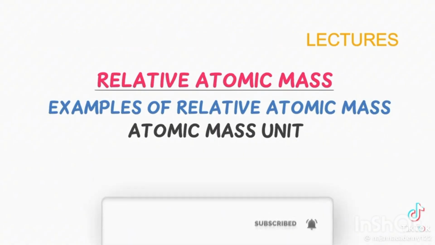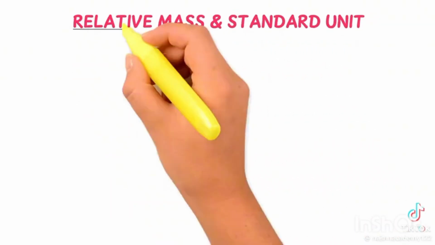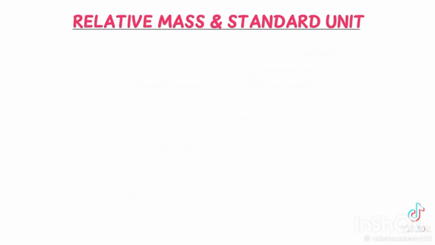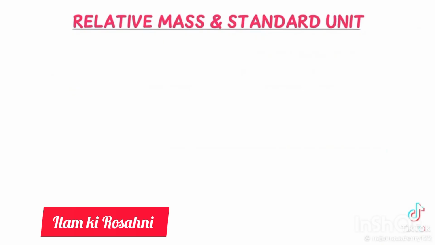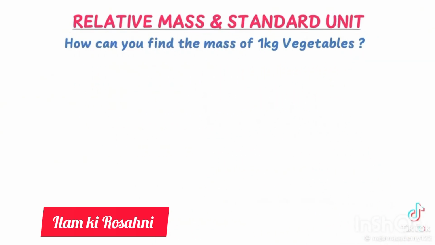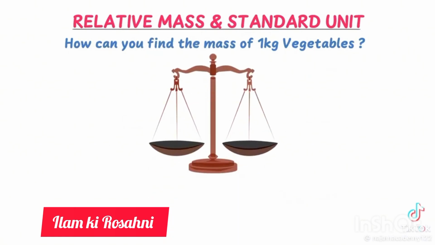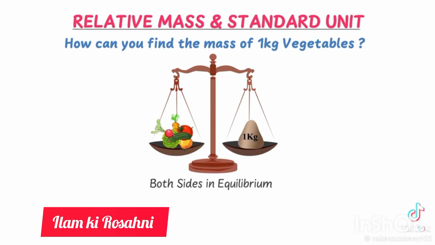Firstly, understanding the easy concept of relative mass and standard unit. Let me ask you, how can you find the mass of 1 kg vegetables? Well, you put 1 kg stone at one side of the balance and vegetables at another side of the balance. When both sides are in equilibrium, we say that the mass of vegetables is equal to 1 kg.